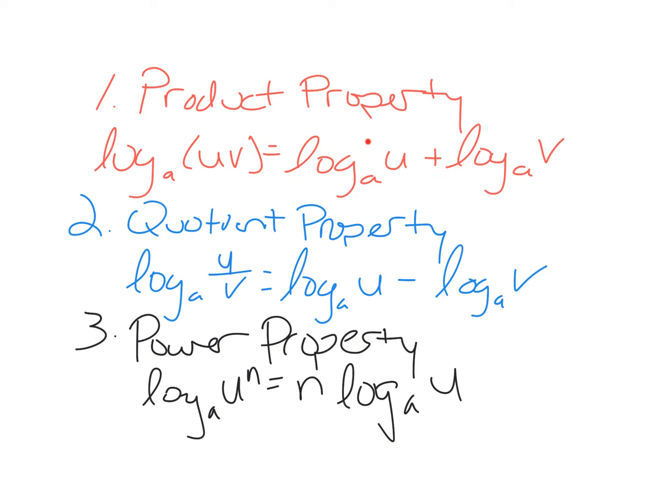So product, we can expand and make an addition. We can also go from here and make it a single logarithm, u times v. Quotient, u divided by v, we can make subtraction, and then we can condense and make it log base a of u over v. Keep in mind when we're condensing these two that the bases need to be the same in order for us to be able to condense. If they're different, we can't condense.